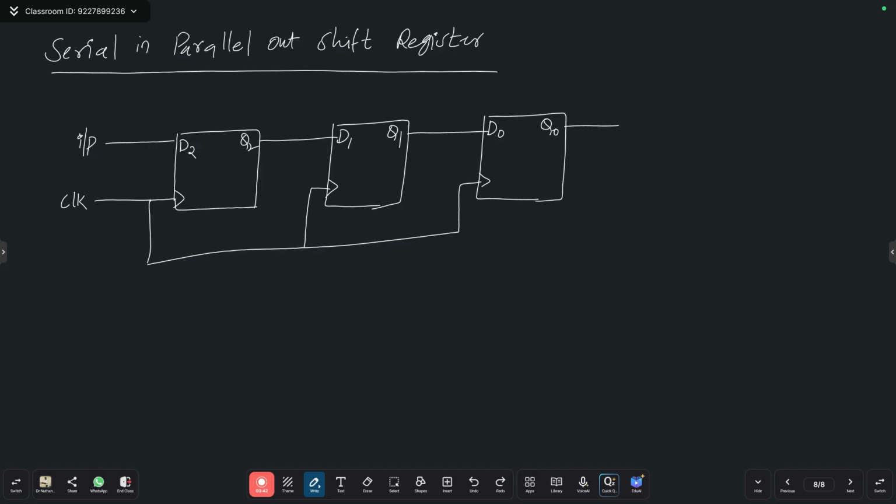One more is there that we can tell, but out of these two, one is what? Serial in, serial out. Okay, that we can do it, but out of this, serial in, parallel out is the best one. Means we are giving input serially, but output at a time you are going to get. How to do, what to do, we can learn now.